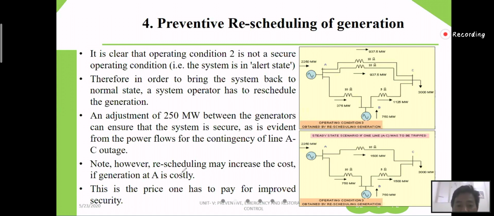So if you are not carrying out this preventive control, then the emergency state will be entered, or in extreme cases, complete blackout. So instead of staying without light for months and months, it is better to pay for the time being, right? Time being means till this line AC is restored. So for that time being you have to pay for that security. Okay, so instead of staying for months. Okay, so that's about the preventive scheduling.